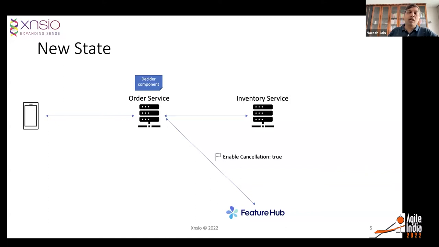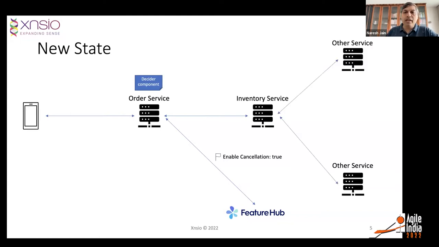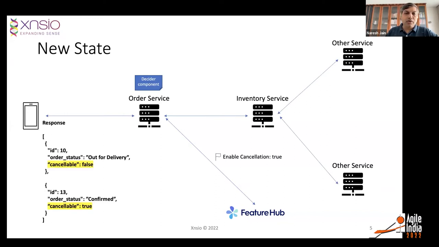Now you might call a slightly different version of the inventory service, okay? And then it will do whatever it used to do before. You're going to respond back, and you will notice now that you are responding back with a cancelable true or false option as well. And this change has happened because the flag for enabling cancellation is turned on. If this flag was turned off, then it would not return the cancelable parameter back.